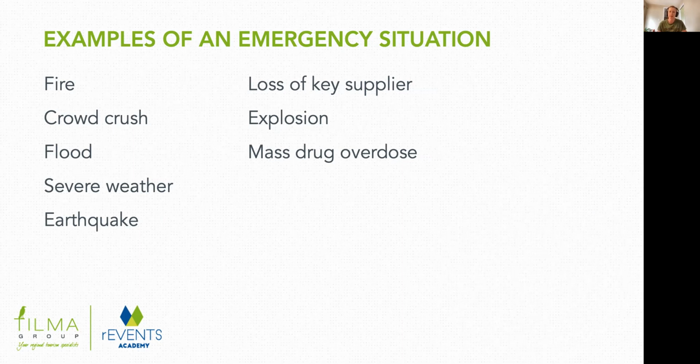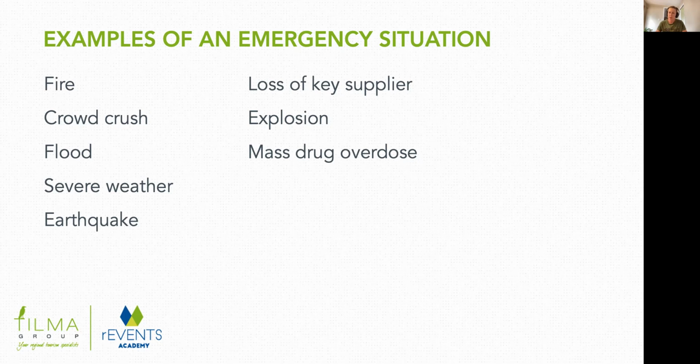And we do whatever we can to plan our event at the most appropriate time, to manage the type of people that come to our event. All of those things we obviously do, and you do, to try to prevent these emergency situations. But unfortunately, they can happen.